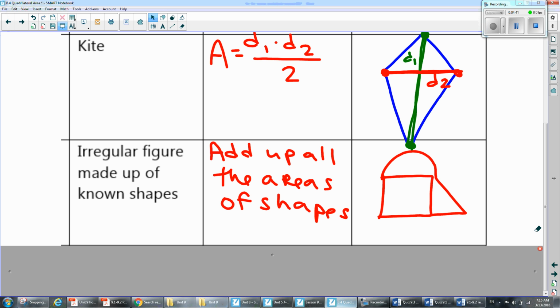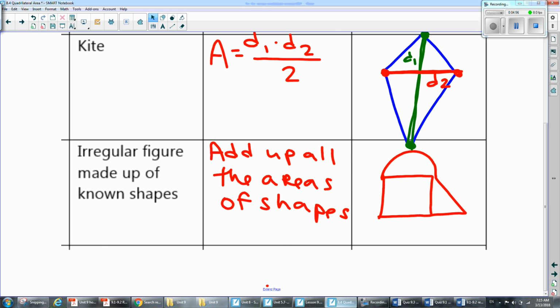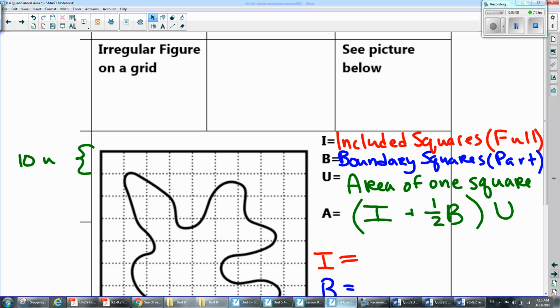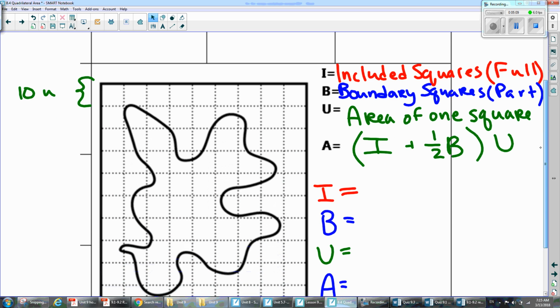Then if we have an irregular figure made up of known shapes, we're going to add up all the areas of those different shapes. We've looked at this a little bit before. And we are looking at irregular figures on a grid, like in this picture below. Sometimes you might see this represented as a lake on a map that we were trying to find the area of. So we have a new formula for that.